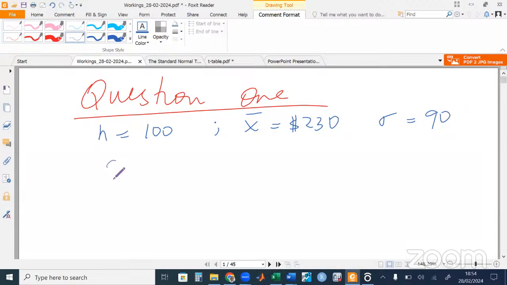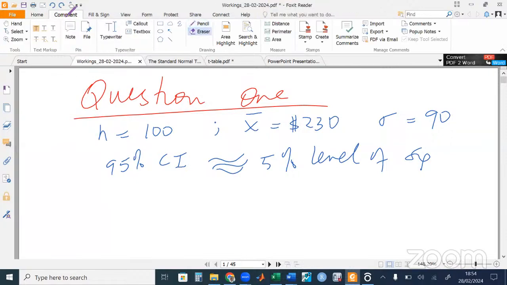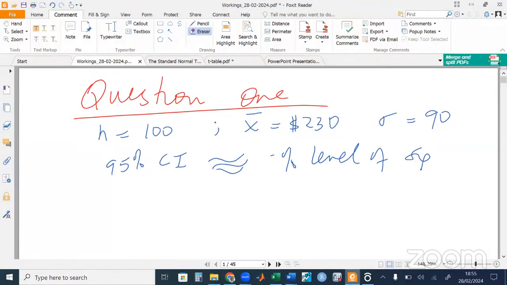And then the question is about a 95% confidence interval estimation, which is similar to the 5% level of significance. Not 95, it was 99%. Oh, sorry, 99. Good, thank you for that. Where is the 100 coming from? Where is the sample size? I've not seen the sample size in the question. Yes, it's there in the question, the sample size here is 100. 100 delinquent accounts are there. Thank you.